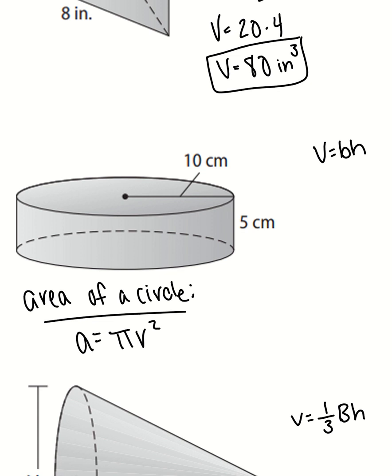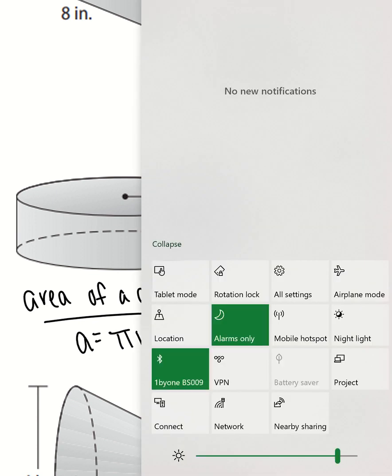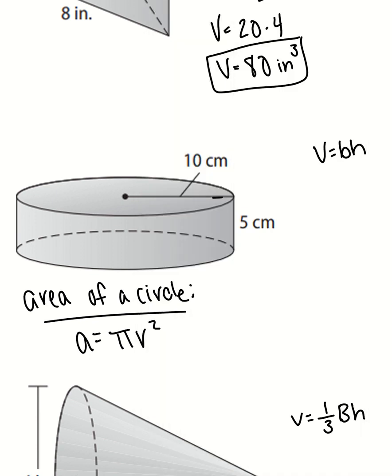And remember, your radius is from the center to the edge point. So if you were to get a line that looked like this all the way across, that's considered your diameter. So remember, your radius is just this half line from the center to the edge of the circle. Okay, so here we go. Volume equals pi r squared times height. Pi, remember, is 3.14.